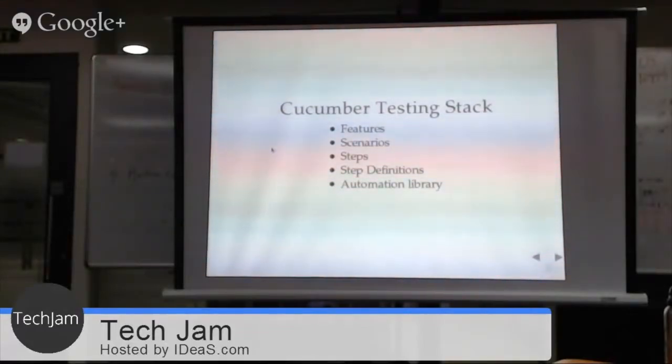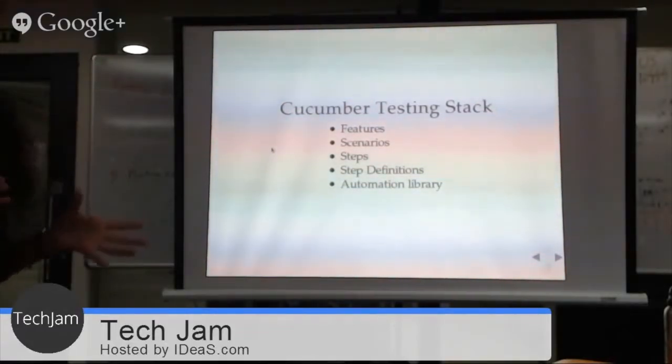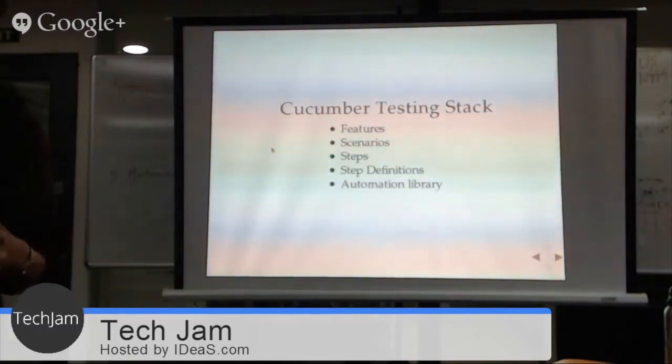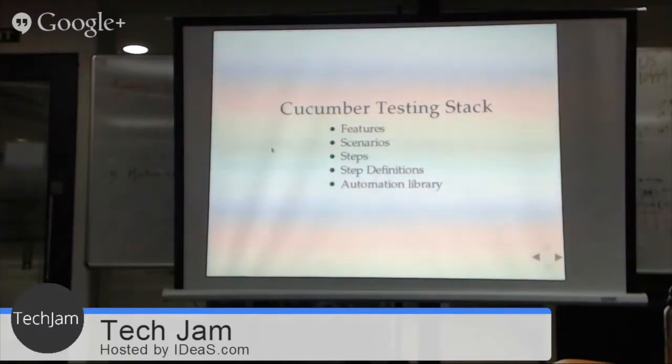Alright, so next we'll have a quick look at the Cucumber testing stack. So it has features. What are features? Features describe the behavior of a project. They are basically the functional requirements. A feature is written in plain text in the Gherkin syntax, in a file with an extension of .feature. A feature is comprised of scenarios. A scenario is a Cucumber test case, and a scenario is composed of different steps.